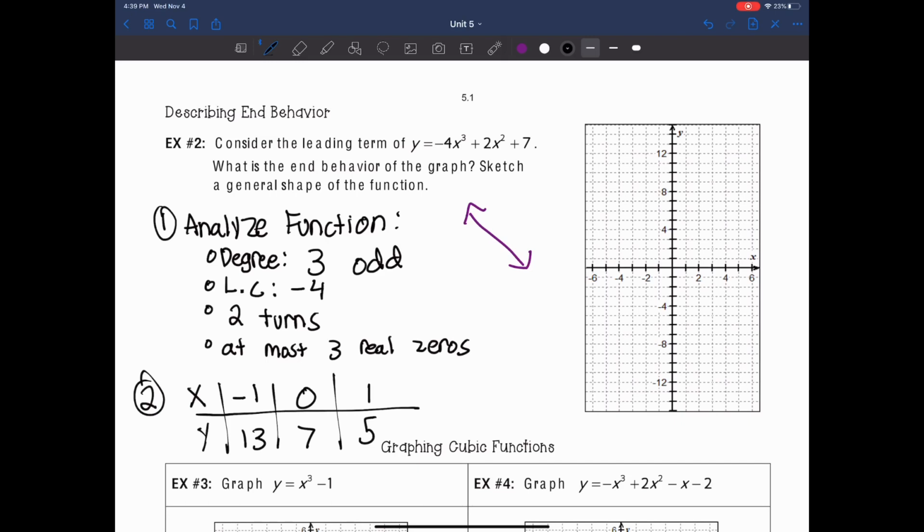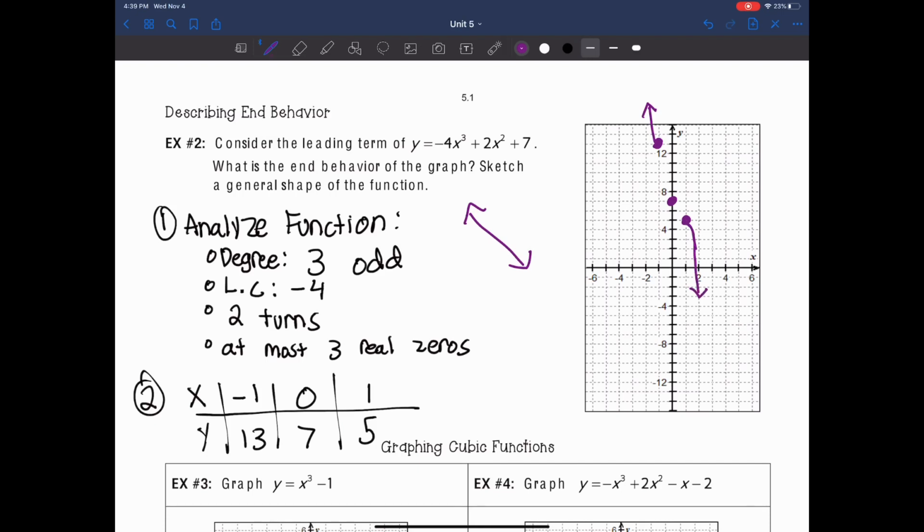So let's go ahead and plot those points on our graph. So we have (-1, 13), (0, 7), and (1, 5). Now, like we said before, this is a negative odd function, so it's going to be going up on the left and down on the right. So I can just draw my graph going upwards on the left and downwards on the right. Doesn't have to be perfect. We're just kind of drawing the general end behavior here.